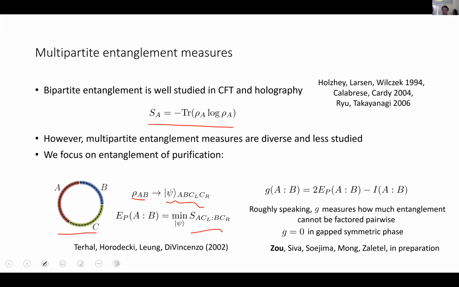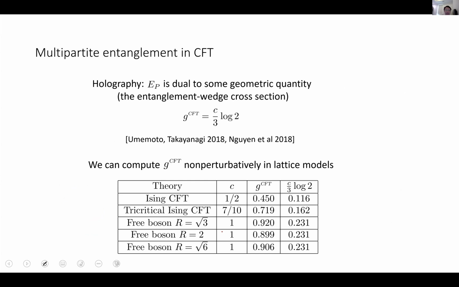And what we care about is what G is in a critical system or in a CFT. Holography says that G should equal this number, because EP is due to some geometric quantities, which is completely determined by the central charge. So in the end, if you do the algebra in holography, you get this universal G. But what we did is we computed this G in lattice models exactly. We get values of c over 3 log 2 for various CFTs, and we find they are not the same. So these holographic conjectures must be wrong at small central charge.